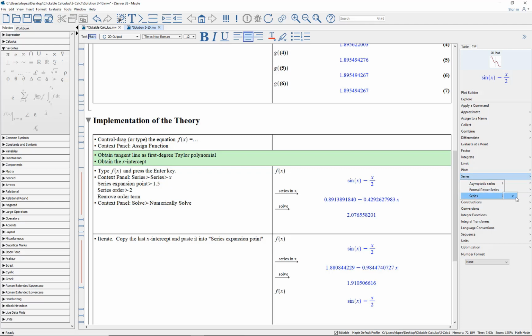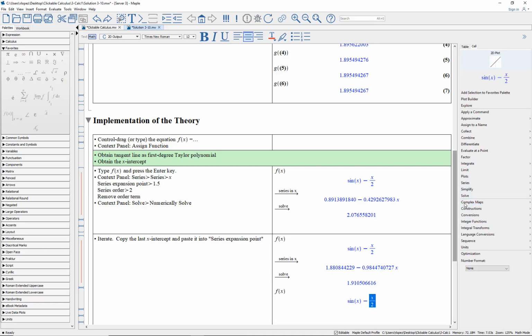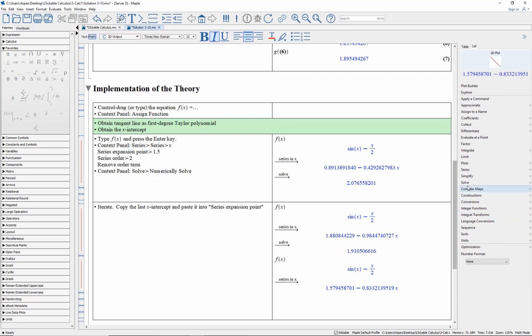Series in x. I didn't copy and paste. I need to copy this so that I can paste it here when I do series. Paste it here. This is a 2. Check this box. And then solve for x.